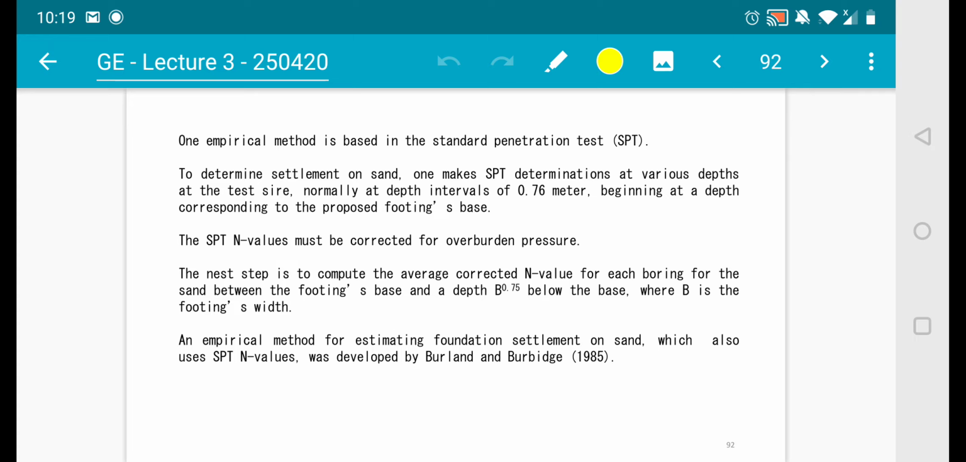Okay, one empirical method is based on the standard penetration test, SPT. Now, to determine the settlement on sand, one makes SPT determination at various depths at the test desired, normally at depth interval of 0.76 meter, beginning at a depth corresponding to the proposed footing base. Okay, this is just the procedure.